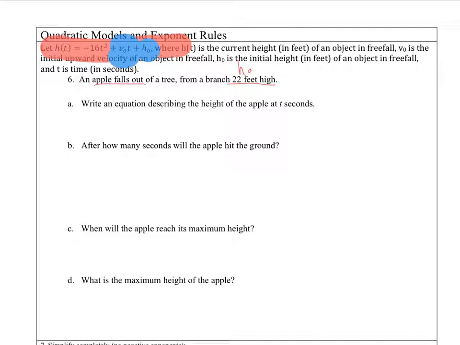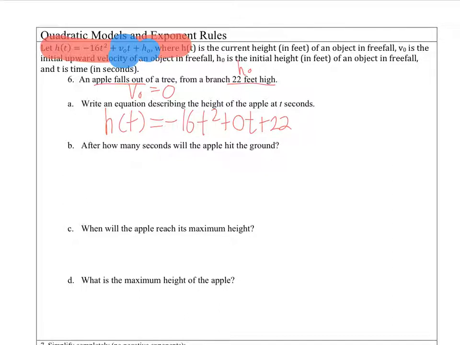And if it falls out of the tree, that doesn't mean it's being pushed or thrown. That means that my initial velocity is going to be 0. These are really important things to keep in mind. So if we're looking at an equation, I'm going to have my height is equal to negative 16t squared. Again, I'm really just copying this from up there. V sub 0 is 0, so plus 0t, and then plus 22. And I'm done. My equation is complete, and I don't need to do anything else with that.